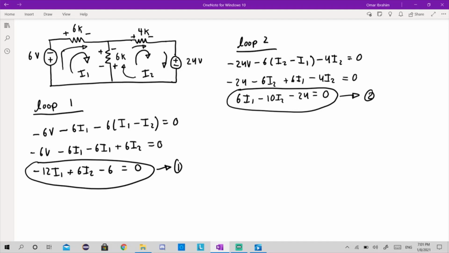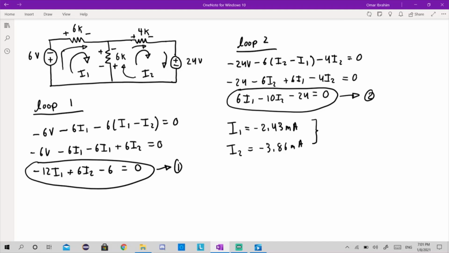So for I1 we have negative 2.43 milliamps because we're working in kiloohms. And for I2 we have negative 3.86 milliamps because we are working in kiloohms. So we got negative answers.